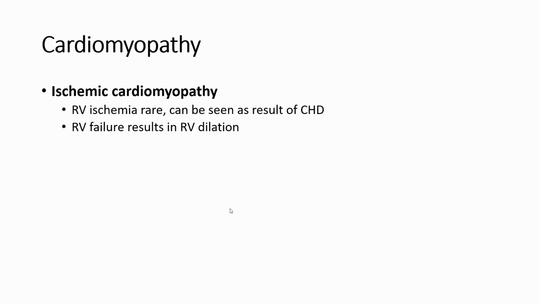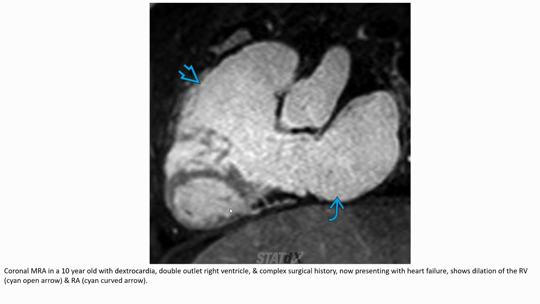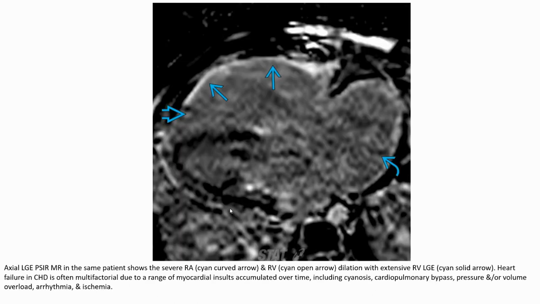Cardiomyopathy related to ischemic cardiomyopathy. We will see right ventricular ischemia here, which can be seen as a result of congenital disease. Right ventricular failure results in right ventricular dilatation. This MRI shows the dilatation of the right atrium and the right ventricle, with severe right atrium and right ventricle dilatation with extensive right ventricular enhancement.